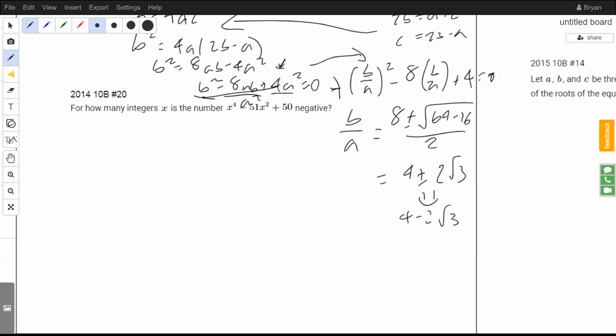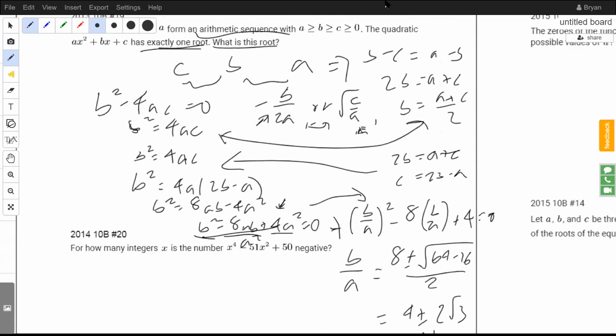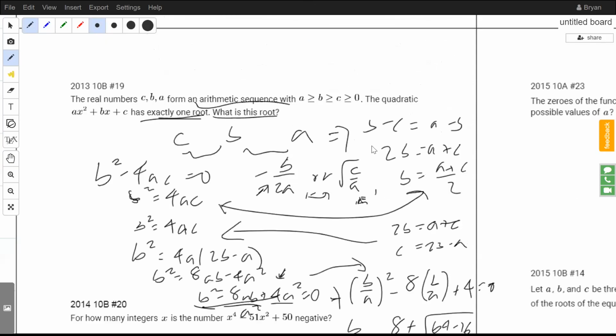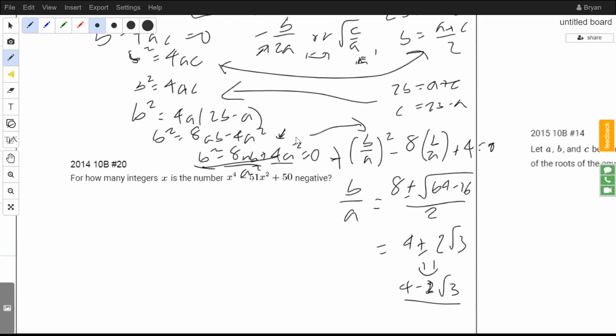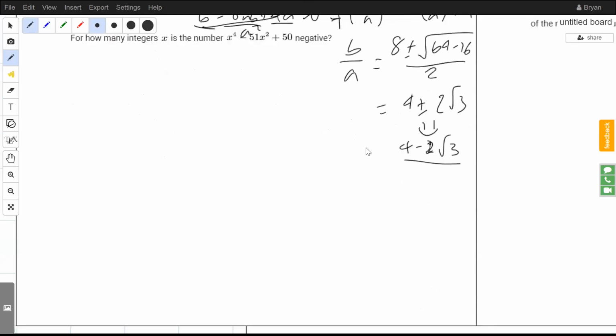Okay. Is this our answer? Are we done? Is this it? That was a rhetorical question, I guess. But no, we're not done because we want to find the root, and this is just b over a, and the root is negative b over 2a. All we have to do is multiply by negative 1/2 to get the root. It's just negative 2 plus the root of 3.